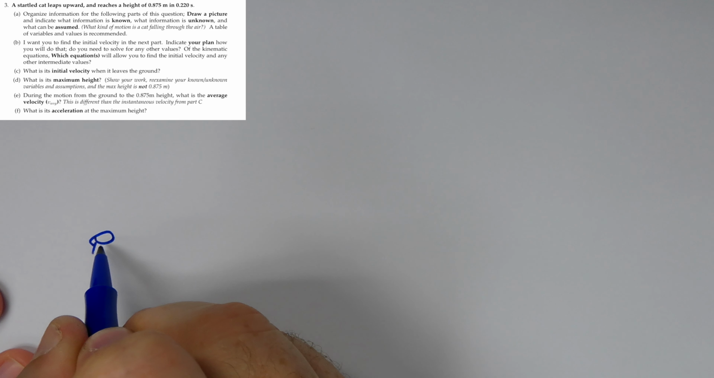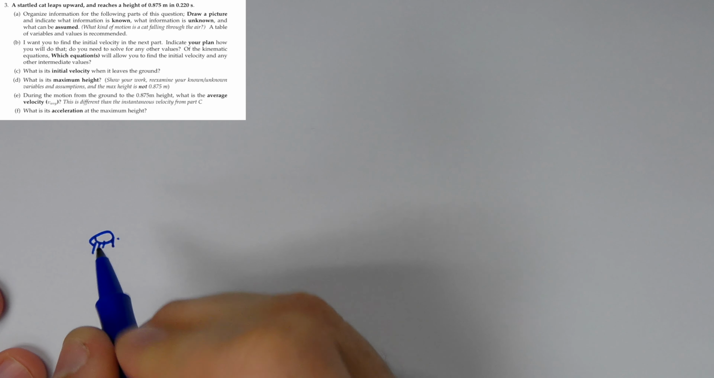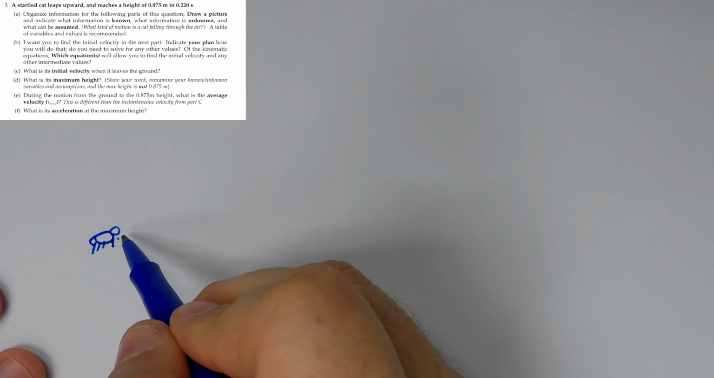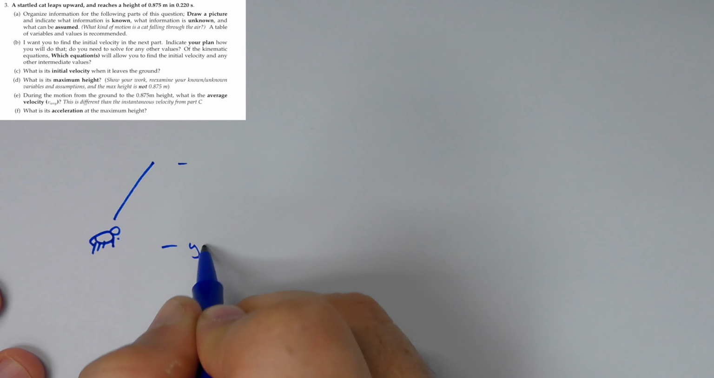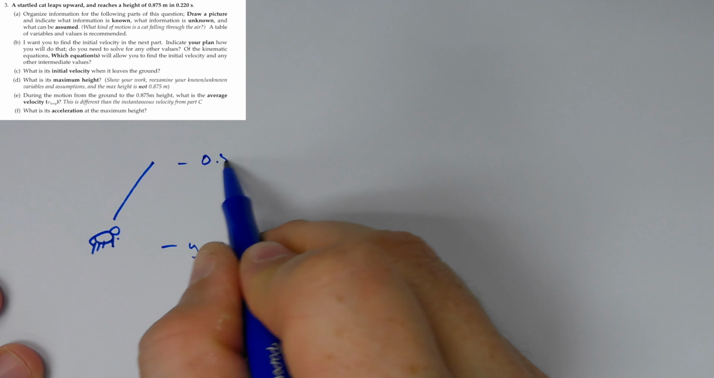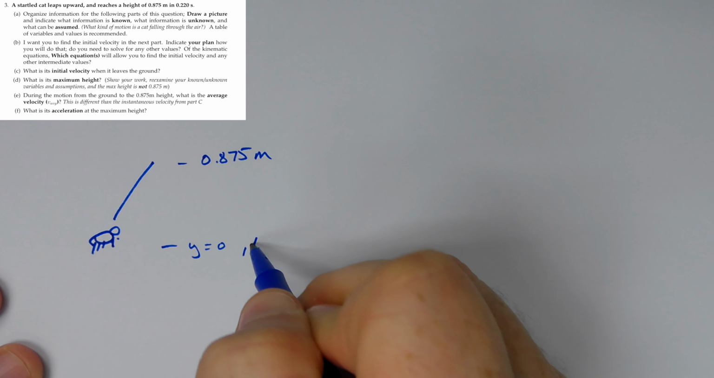So for number 3, we're going to have a cat. I'm just going to draw the cat like this. I'm doing a very Mr. Brown cat here. It's going to leap up in the air. It got startled. It goes, ah! And it gets to here. This is from the ground, so this is y equals 0. This will be 0.875. And this will be t equals 0.